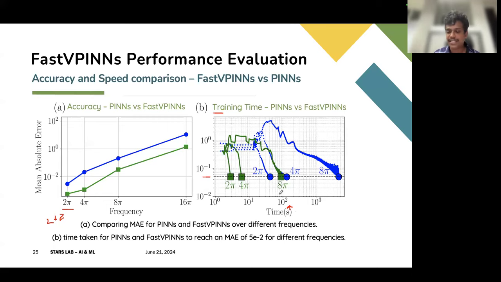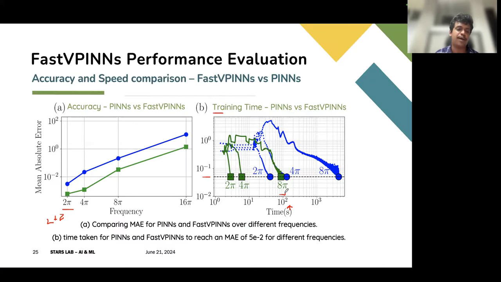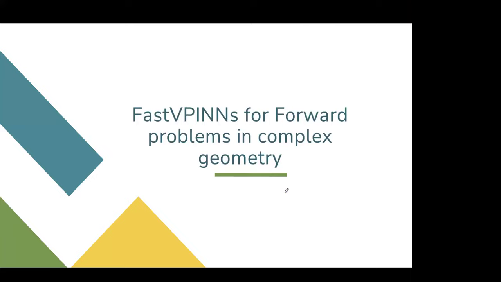In this case, the 8-pi case with soft boundary conditions, we were able to reach this in 40K or 50K epochs for VPINNs, but it took close to around 250K epochs for PINNs to converge to that particular solution using soft constraints. Okay, so this is the performance aspect of it. Obviously, we wanted to compare both the accuracy and training time to see how well it performs.